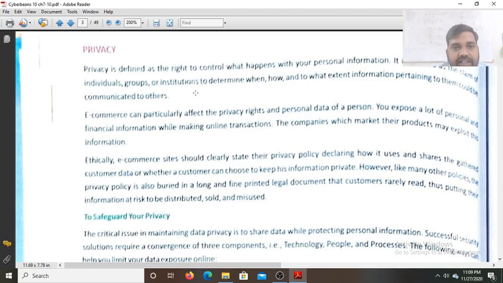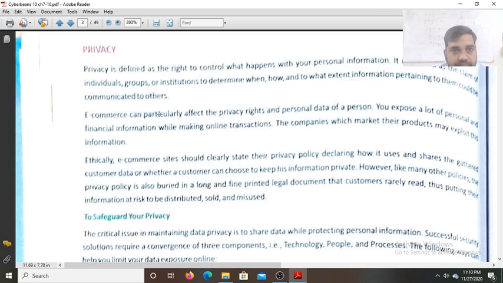Now this privacy is defined as the right to control what happens with your personal information. So if you want to control your personal information, that comes under the category of privacy, and it is defined as the claim of individuals, groups or institutions to determine when, how and to what extent the information pertaining to them could be communicated to others. So you are claiming that only you can discuss me, you can only share my things with others. Don't share my personal information, or an institution's personal information, with other institutions. These things are called privacy.